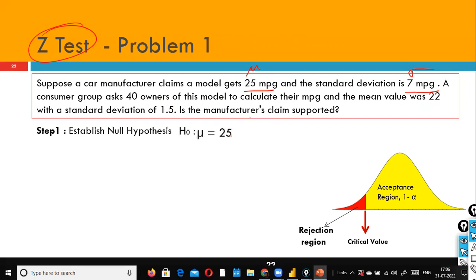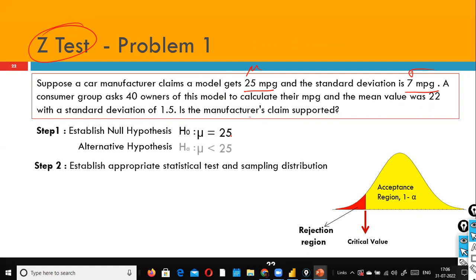Mu is equal to 25. The manufacturer says this specific car model of my brand gives 25 miles per gallon. What is the alternative hypothesis? As a customer, we are suspecting that it cannot be 25, it should be less than 25.